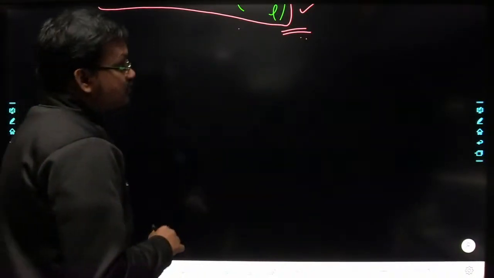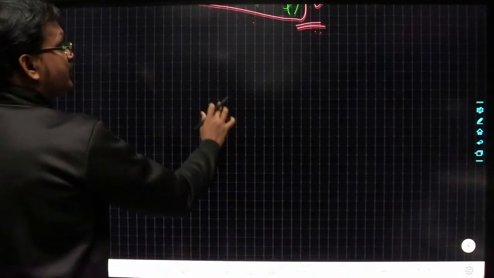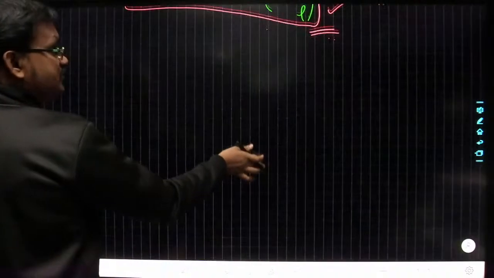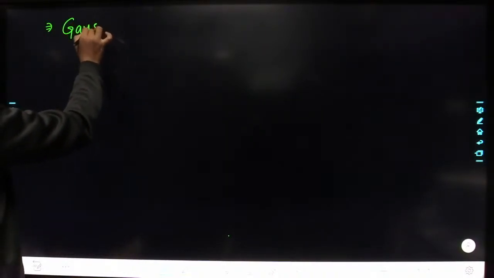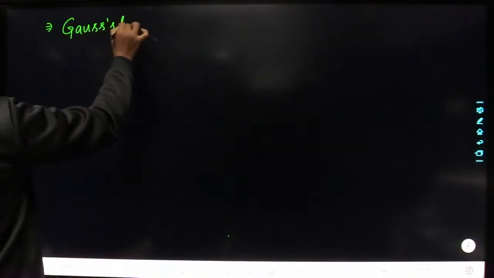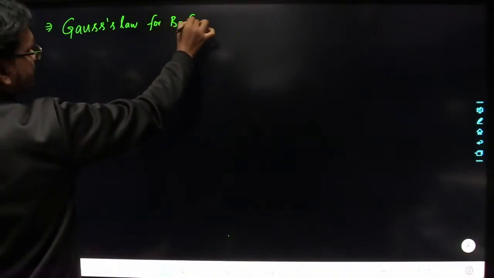So next. That is the expression for B field inside the solenoid. Next we will see one more thing here, it will take hardly 10 minutes. So Gauss law for B field.